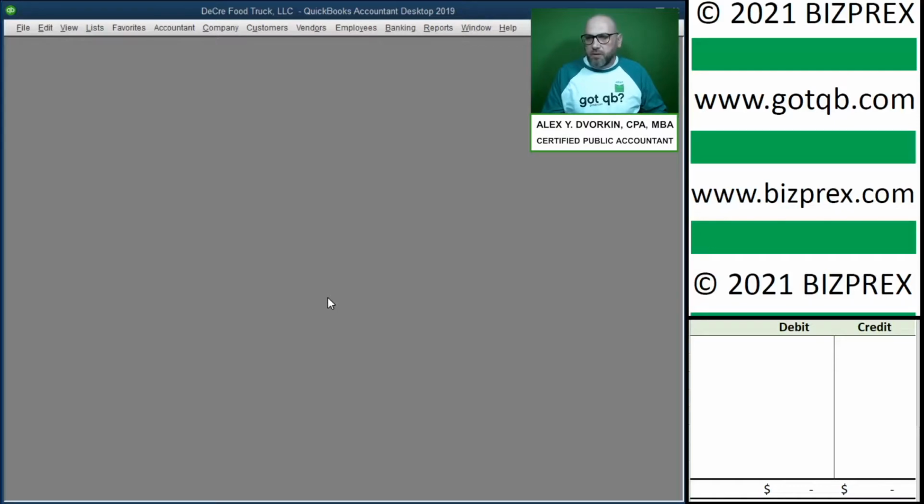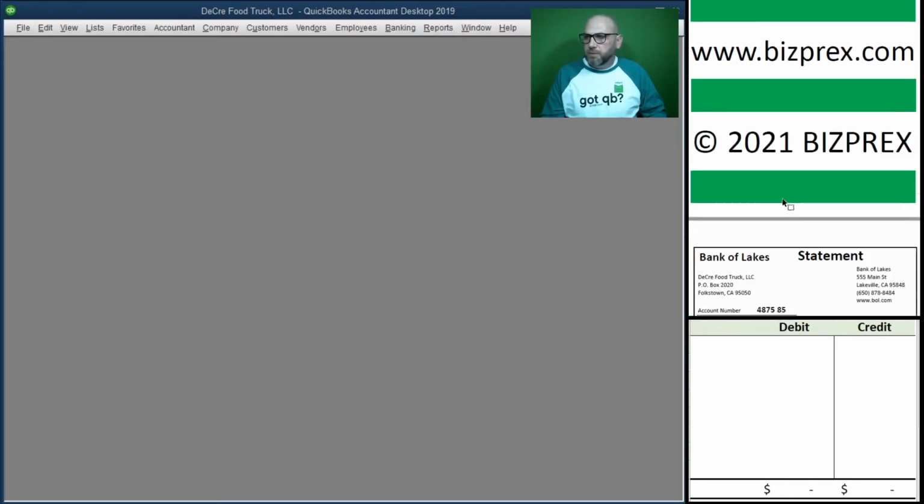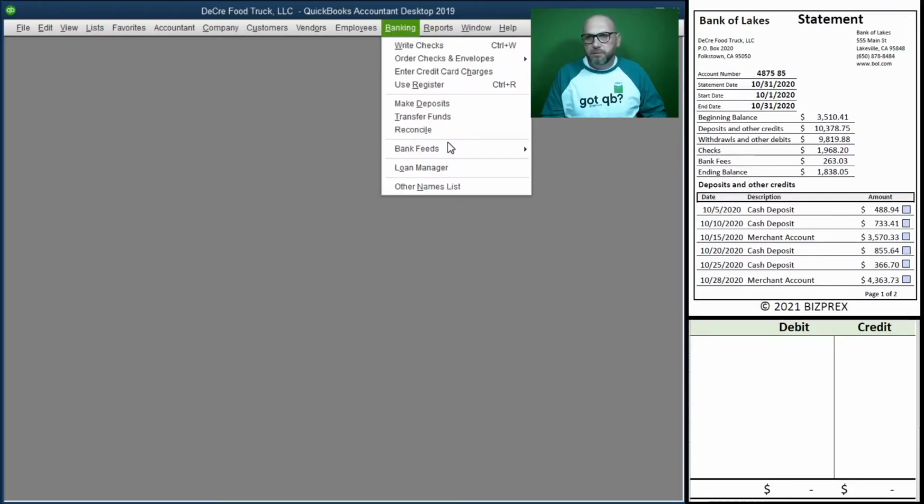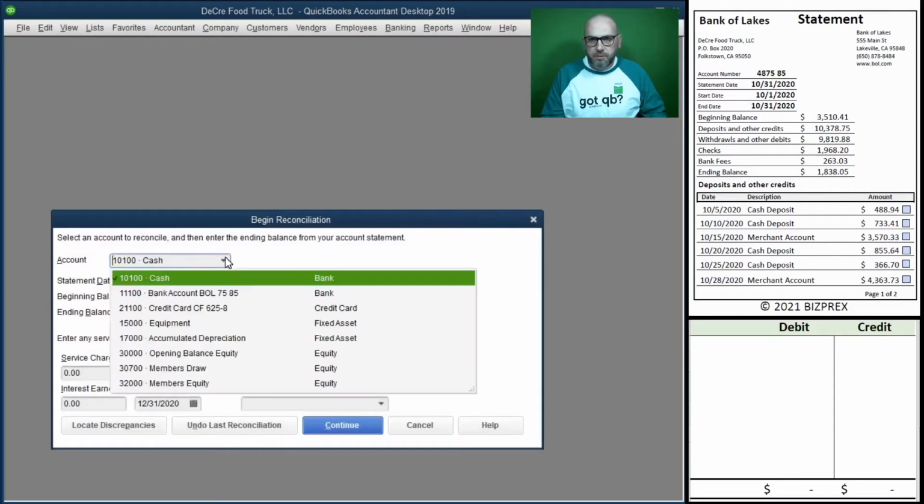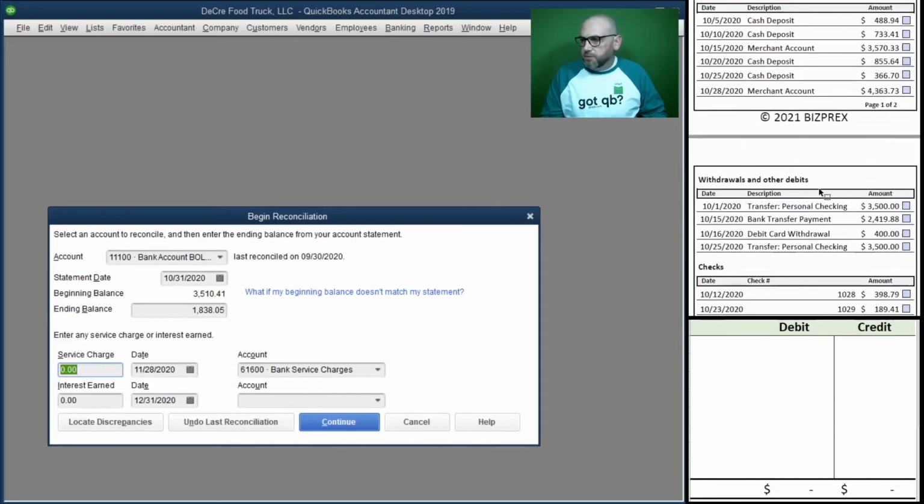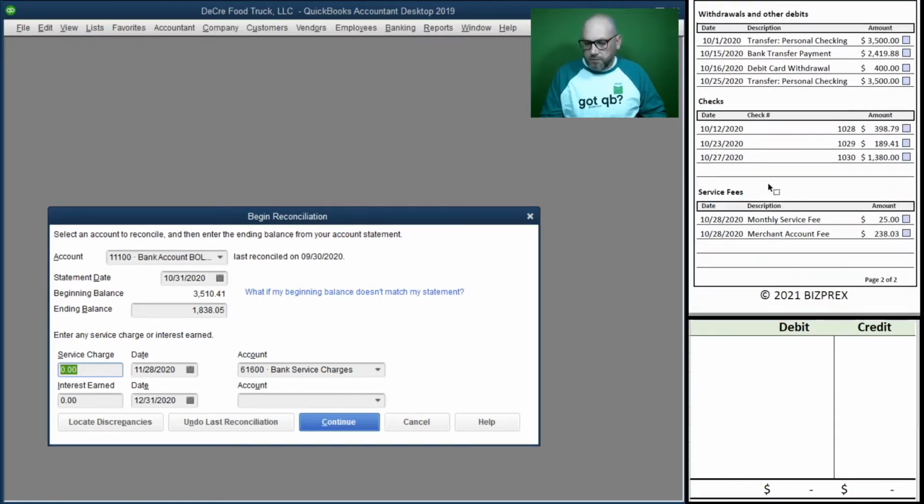Let's go ahead and book transactions that involve our bank account and reconcile our bank account for the month of October. So here it is, our statement. Let's go to reconciliation. Make sure we select the correct one, 1031, good. Enter the balance. Let's see, service fees. Yes, we have a $25 fee. Good.